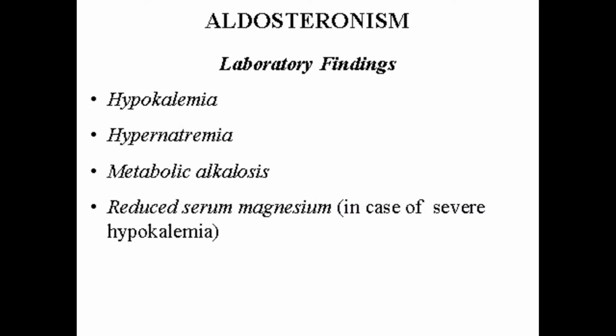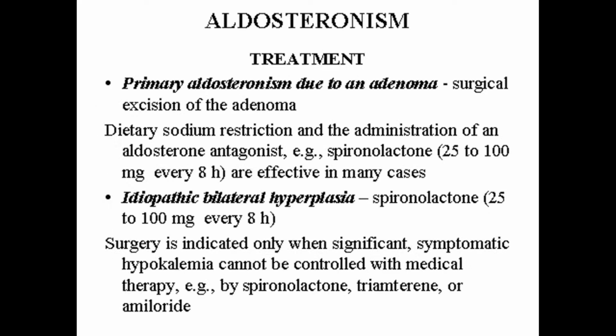Laboratory findings are the following: hypokalemia, hypernatremia, metabolic alkalosis, reduced serum magnesium. Treatment for primary aldosteronism: the most effective is surgical excision of the adenoma. Dietary sodium restriction should be used for the patient, and the administration of aldosterone antagonist. The name of this drug is spironolactone in the dosage from 25 to 100 milligrams every 8 hours. And such treatment is effective in many cases.